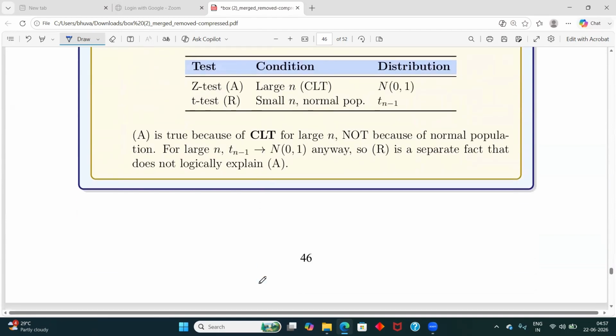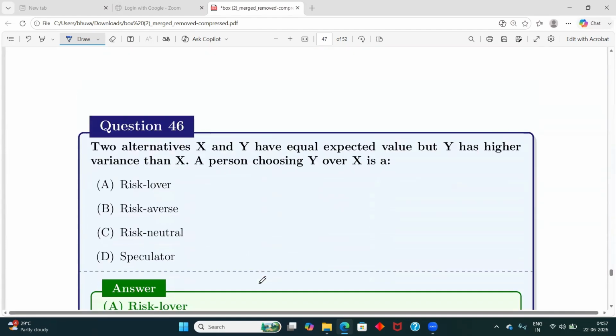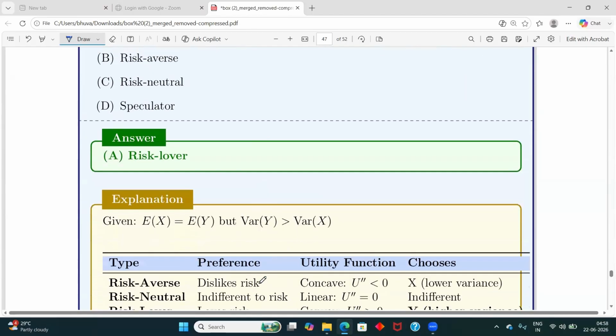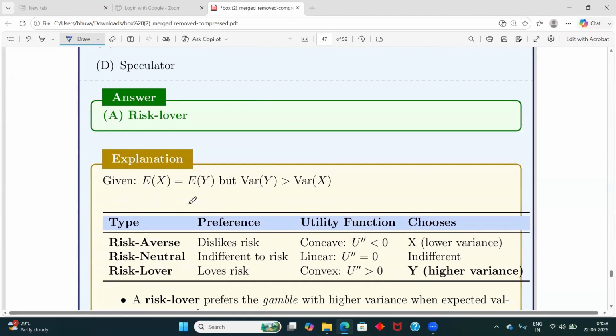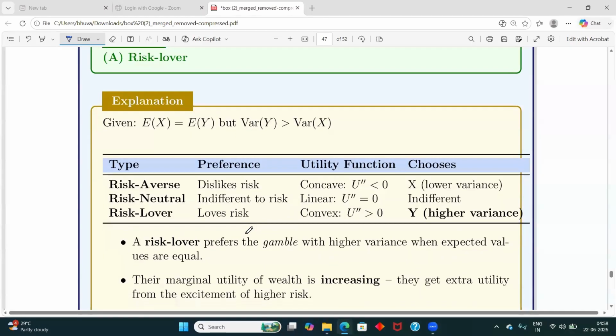Now moving to the next question. Question number 46. Two alternatives, X and Y, have equal expected value, but Y has higher variance than X. A person choosing Y over X is: risk lover, risk averse, risk neutral, or speculator. Explanation: expectation of X is equal to expectation of Y, but variance of Y is greater than variance of X. Variance calculates the variation and expectation calculates the expected value or mean.